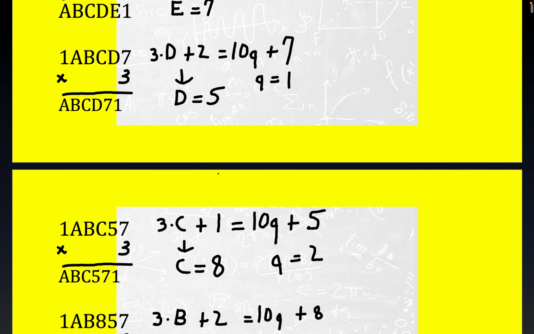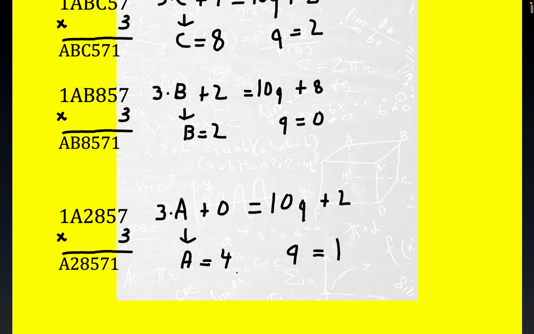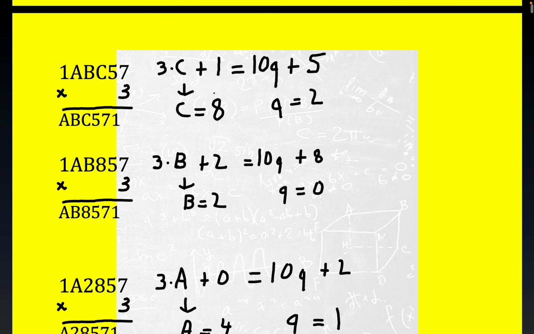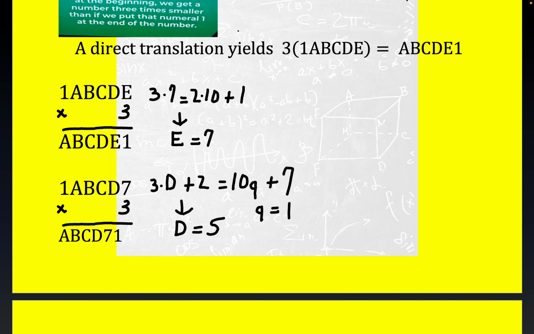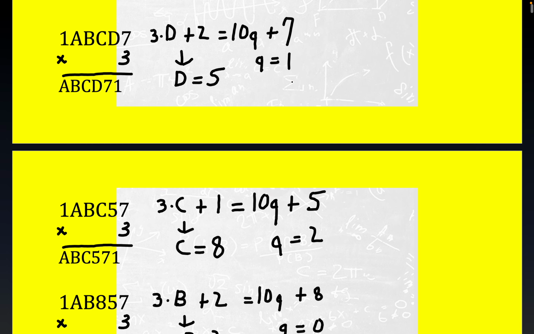And if you carry on in a similar fashion all the way through, I won't bore you with all the commentary, you get down to here and you've determined all the digits. So I have A is equal to 4, B is equal to 2, C is equal to 8, D is 5, E is 7. So you actually get 3 times 1. And let me check again. Yeah, 4, 2, 8, 5, 7.